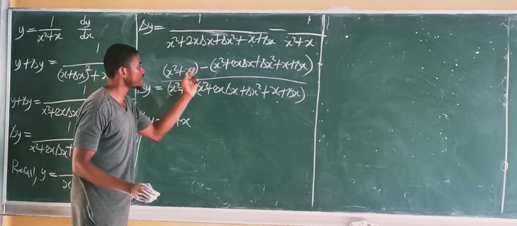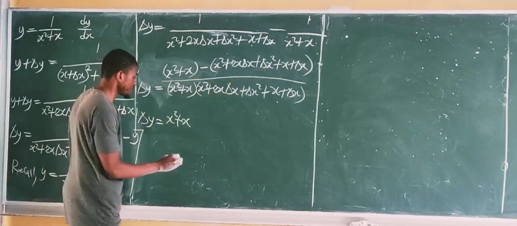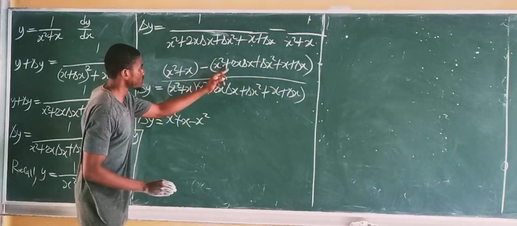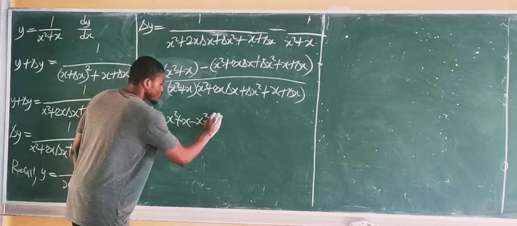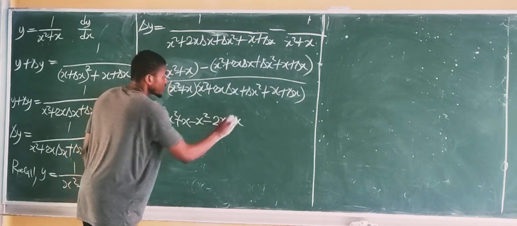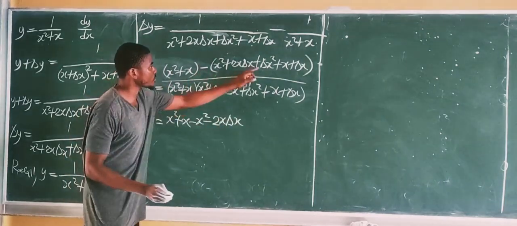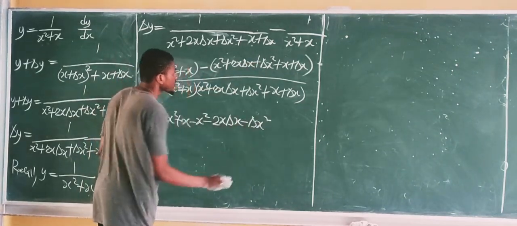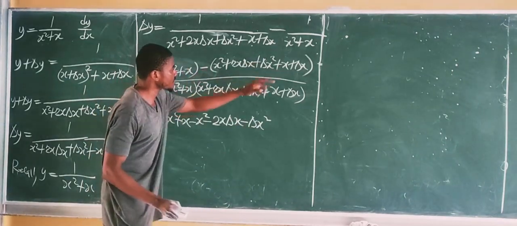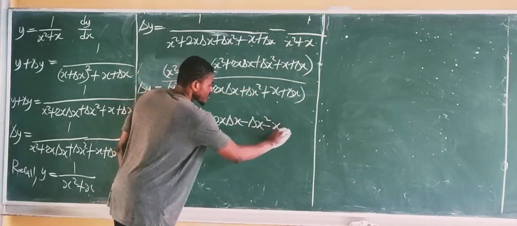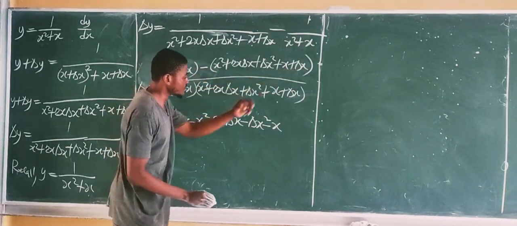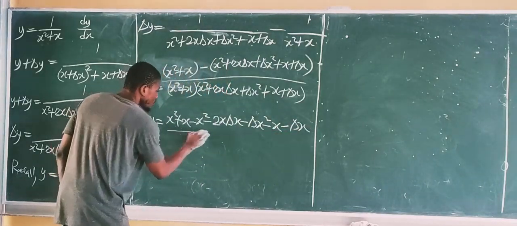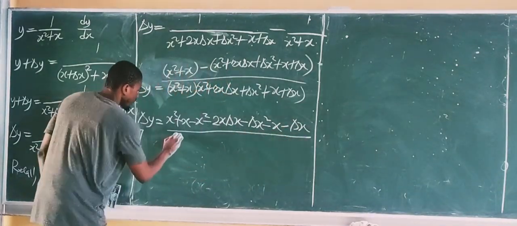So minus expands the whole of this bracket: minus x squared, minus times plus 2x change in x simply gives me minus 2x change in x. Minus times plus change in x squared gives me minus change in x squared. Minus times x will give me minus x, minus times change in x will give me minus change in x.